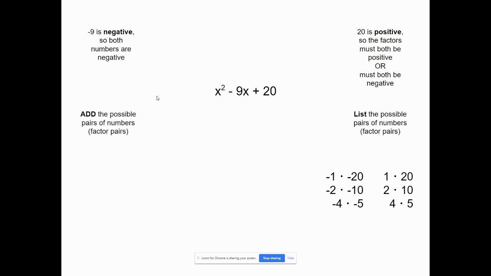So now we add just the negative pairs, starting with negative 1 and negative 20. Nope, that doesn't work. Negative 2 and negative 10. Nope, that doesn't work. And there's one that does work. There's the negative 9 we are looking for. Negative 4 plus negative 5 gets us that negative 9. And we can write our solution. X minus 4 times x minus 5 produces this trinomial. These are the factors.